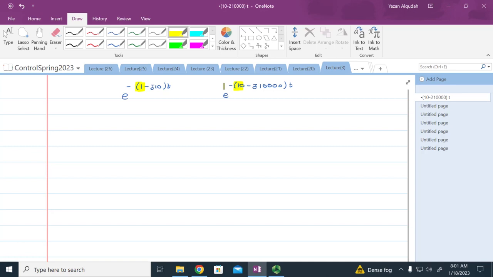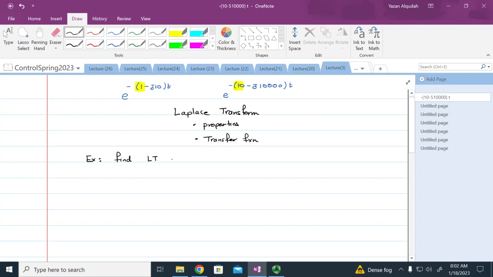Okay, so what we're going to be doing today, we're going to continue on the Laplace transform. We're going to be introducing the properties of the Laplace transform, and then we're going to start the transfer function. Okay, let's do another example on the calculation of the Laplace transform using the definition.